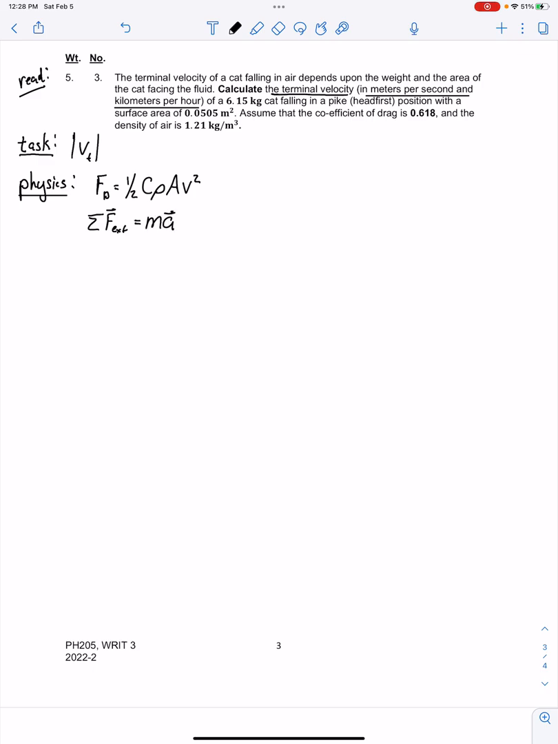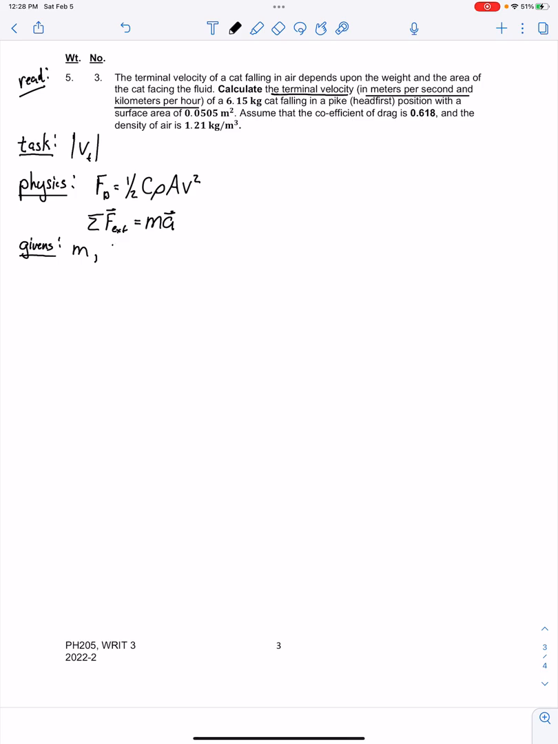That's what we're doing. All right, we can go through our givens. So what are we given? I'm not going to write down the actual numbers, but we're given the mass, which is m1, or just the mass, the m for the cat.